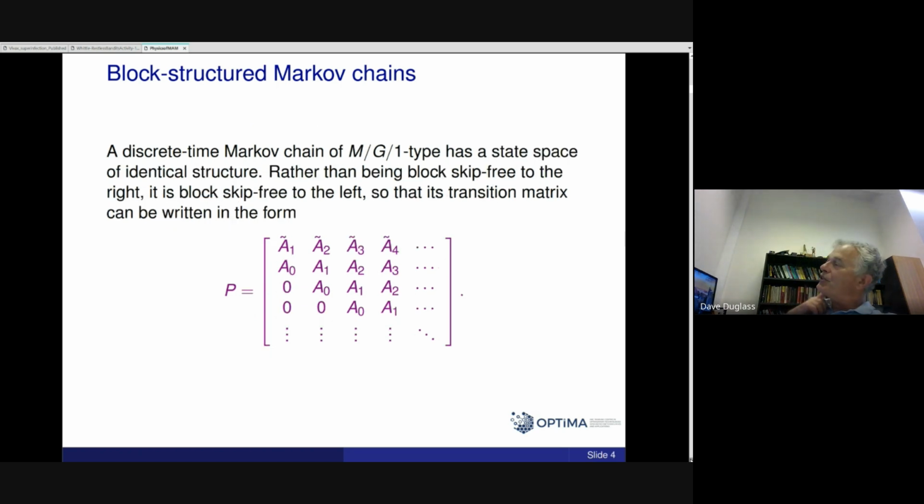And a related structure, a discrete time Markov chain of M/G/1 type, again has a two-dimensional state space with a countably infinite level and a finite phase. But it's not block skip-free to the right, it's block skip-free to the left. So it's got a transition matrix that can be written in the form shown here, where you see that the level can go down by 1, but can go up by any amount. There might be slightly different transition matrices at level 0, but apart from that, it's got the block Toeplitz form.